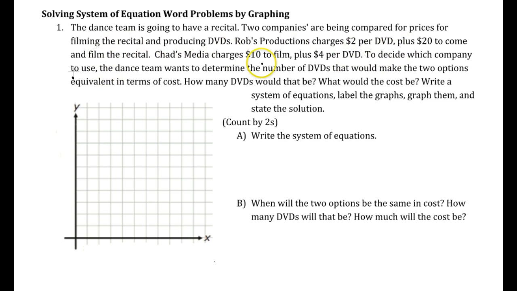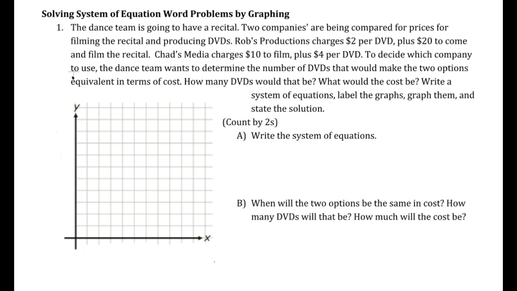The dance team wants to determine the number of DVDs that would make the 2 options equivalent in terms of cost. So at some point, these are going to cost the same, but how many DVDs does it take for them to cost the same amount? So kind of like what we started with the very first problem. The first one costs more up front, $20, but it's less per DVD. The slope is different than here, where this is less up front, but it's more per DVD. So at some point, these are going to end up costing the same. You want to know when.